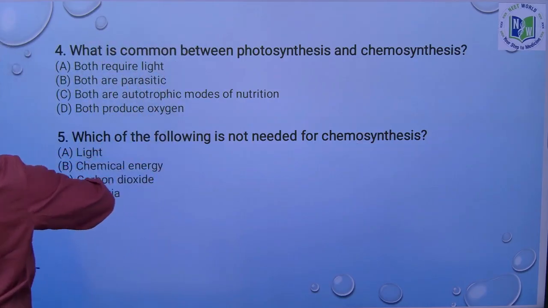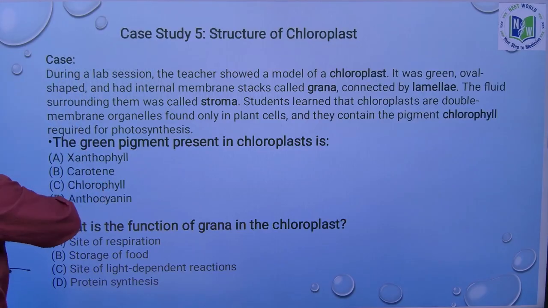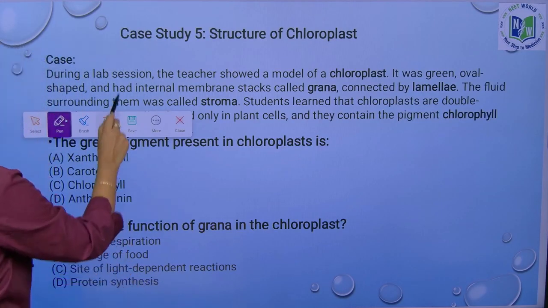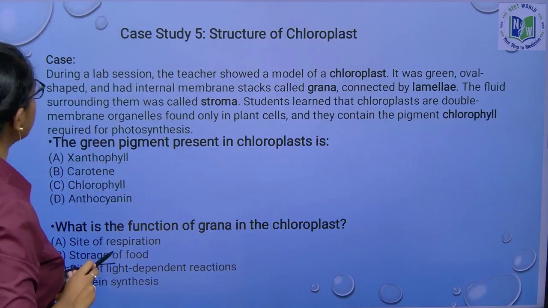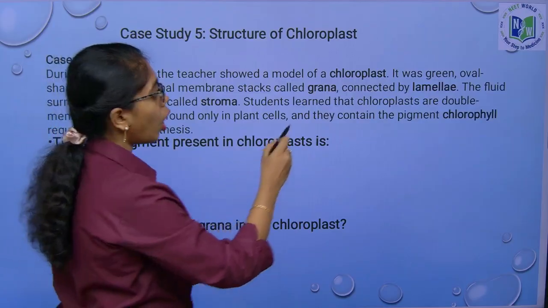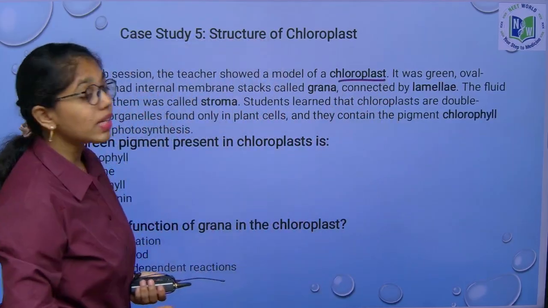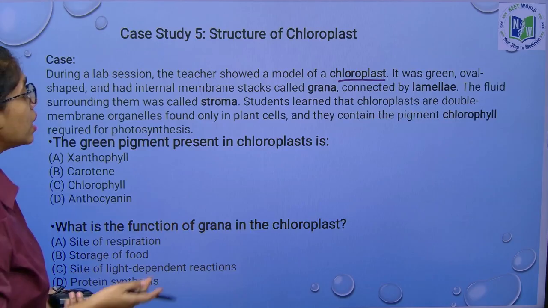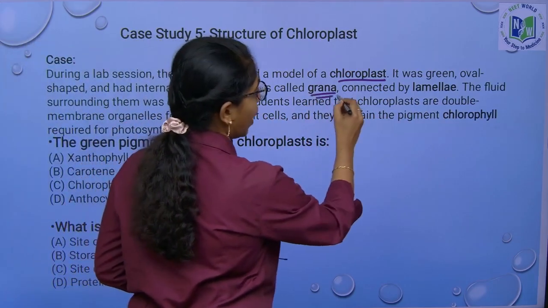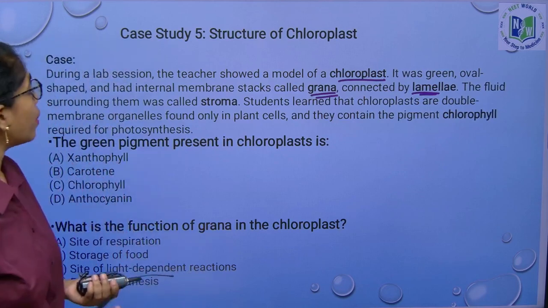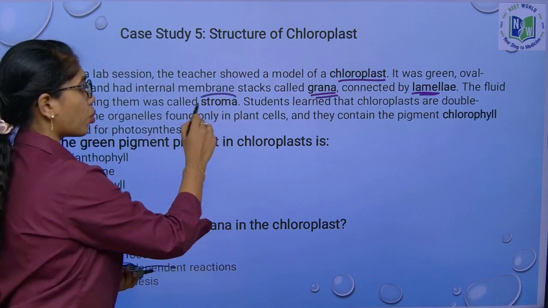And next, the next case study. This case study is based on the structure of the chloroplast. Look into it keenly. During a lab session, the teacher showed a model of a chloroplast. It was green, oval shaped and had internal membrane stacks called grana. These were connected by lamellae. The fluid surrounding them was called stroma.